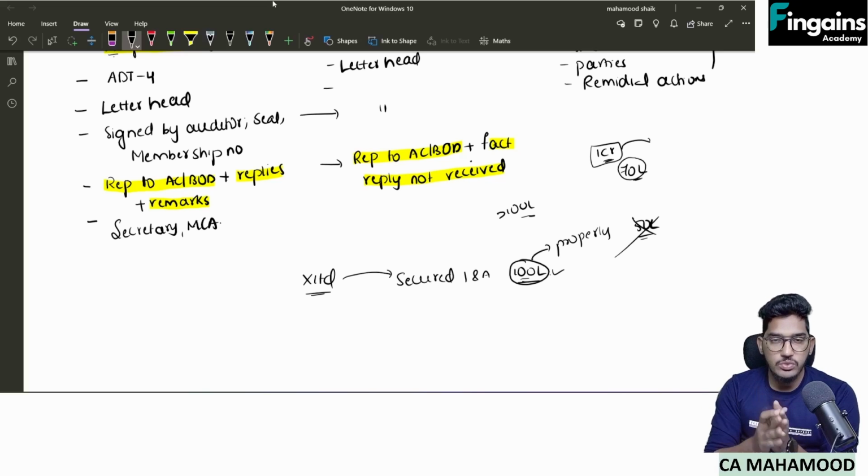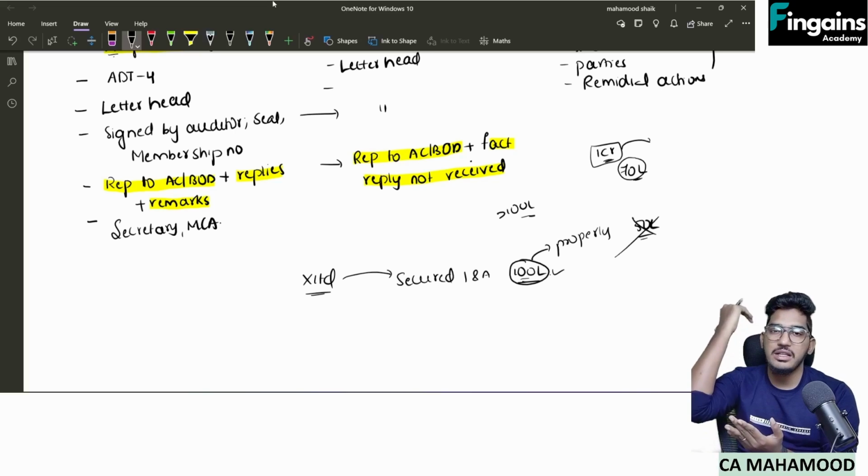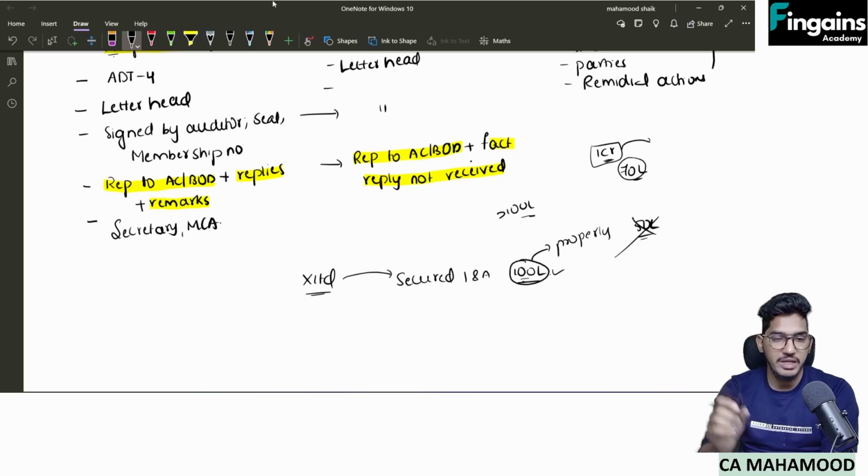So we call a loan as properly secured when the value of security is higher than the value of the loan given. So that's what they're asking you to verify as an auditor. If your client has given any loans and advances to outsiders, then you need to verify whatever loans are given, they are properly secured. That means they have accepted a security which is higher than the value of the loan. So that you need to verify. That is what this point is about.